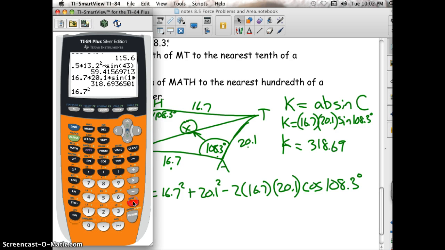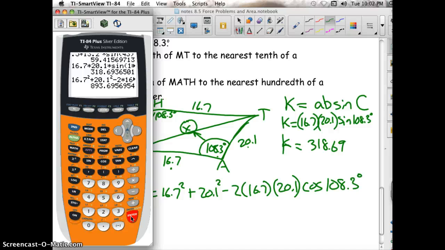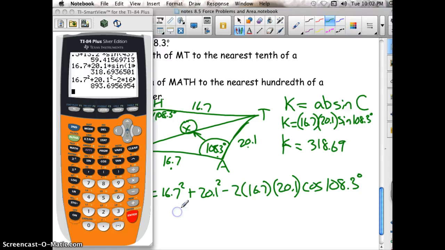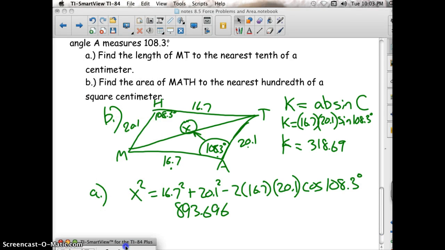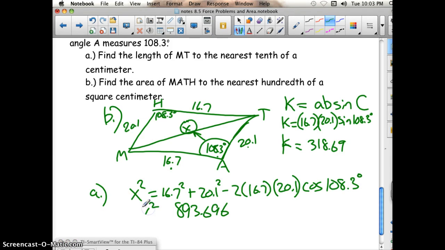And that's one of those big, long things that I can evaluate all at once. 16.7 squared plus 20.1 squared minus 2 times 16.7 times 20.1 cosine 108.3. All right, enter. And I am getting 893.695. So 893.696, that rounds to the 6 there. And I got x squared equal to that.